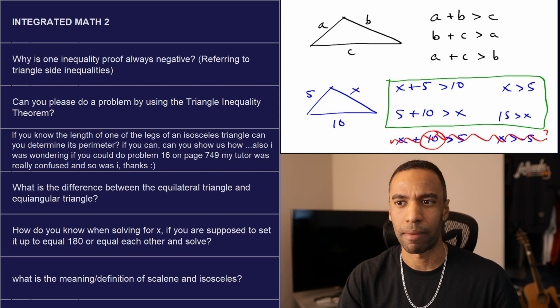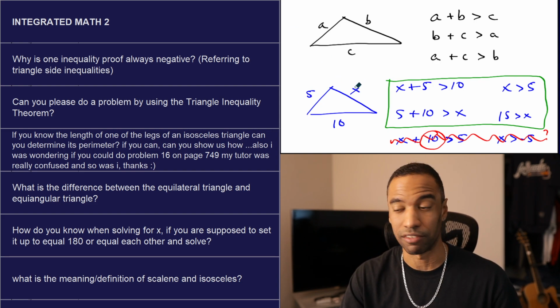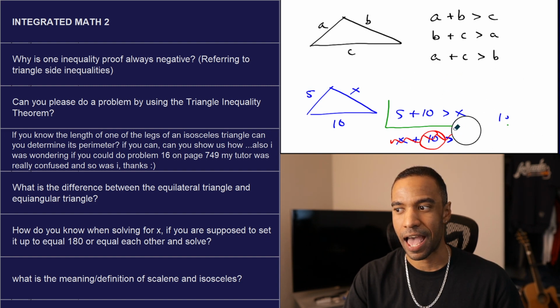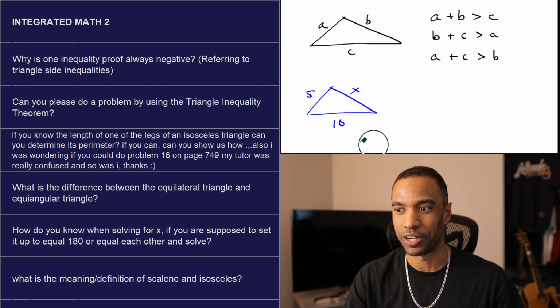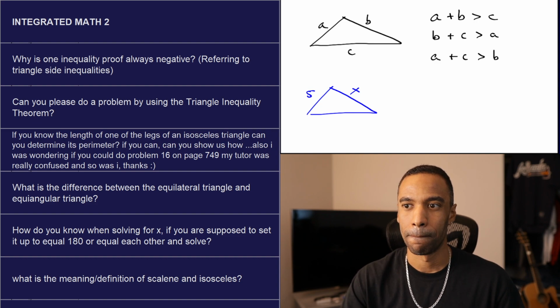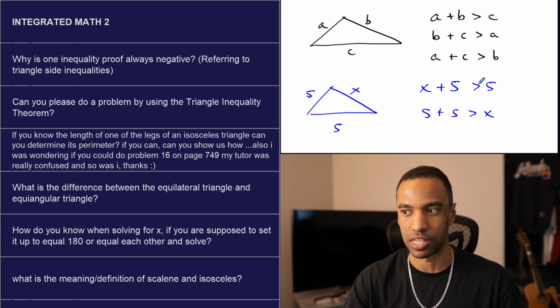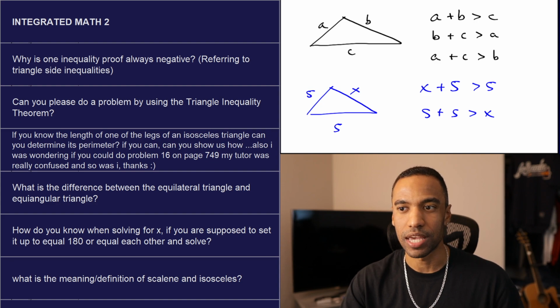Now the other part that I want to mention is you said why is 1 always negative? They might not always be negative. What if I made an at least isosceles triangle here? What if I made this one 5 as well? So now we're going to check x plus 5 is greater than 5, and 5 plus 5 is greater than x. The third one is going to be the same thing as this, swapping the 5s. So there are only two tests here as well.